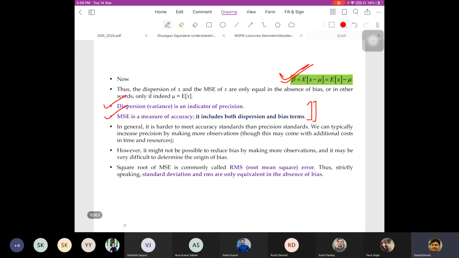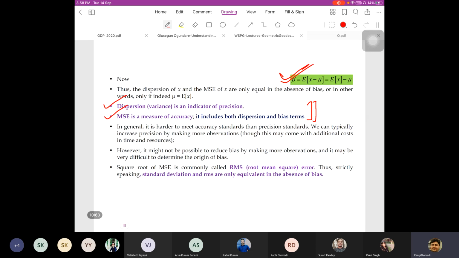I think you should remember what will happen if there is an undetected systematic error in the system, and how it will be better represented. It will be represented by the mean squared error. And if there is no systematic bias or outlier, then obviously the dispersion takes over, and you can represent it as an indicator of precision. So in general, it is harder to meet the accuracy standard than the precision standard.